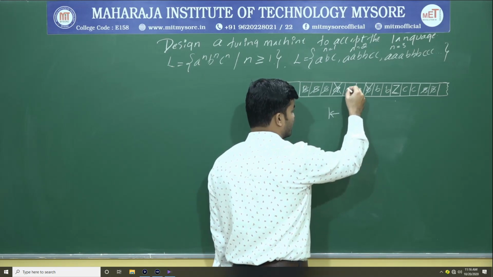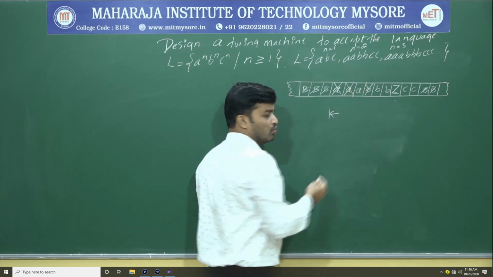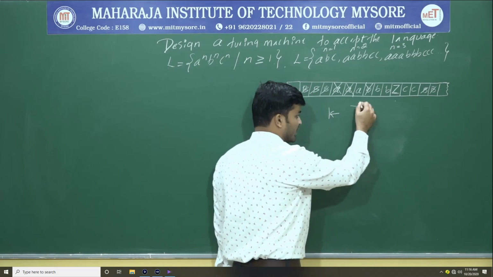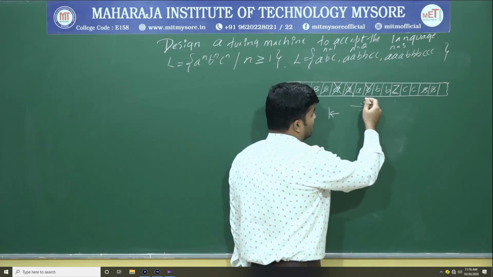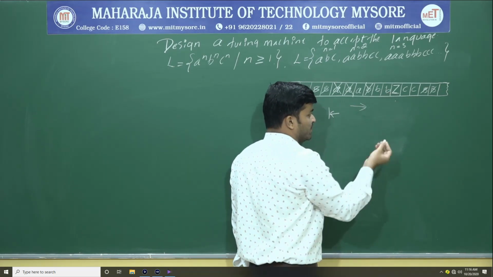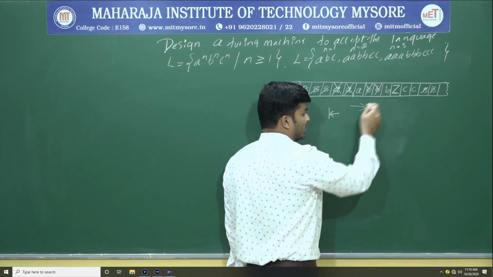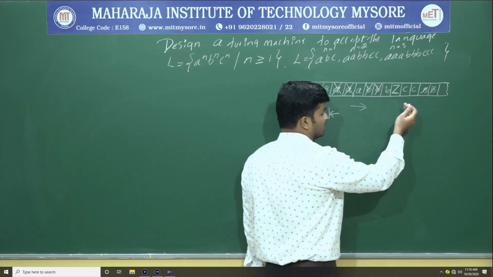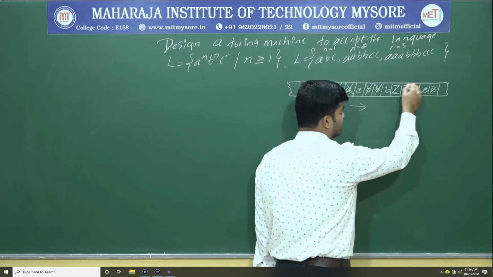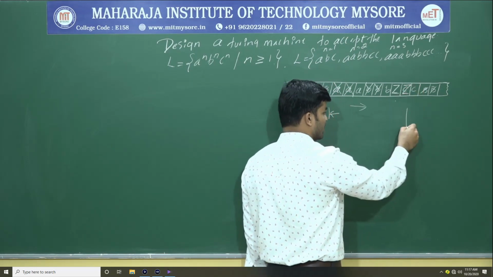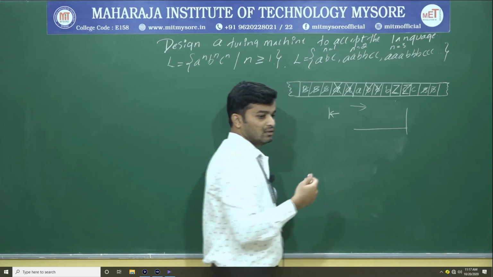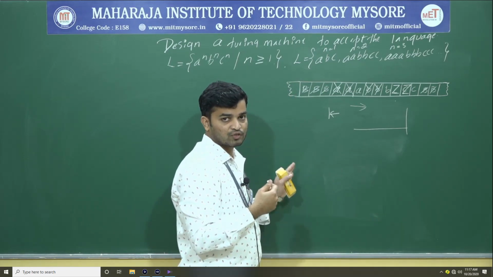So what is the first symbol I got? I got X. I will replace that one with X. Again I will keep on moving the right hand side until I get B. Once I get a B, that will be replaced with Y. Again I will move right hand side in search of C. Once I get a C, I will replace that one with Z. Again I will move back till the last symbol that was replaced in the leftmost position.